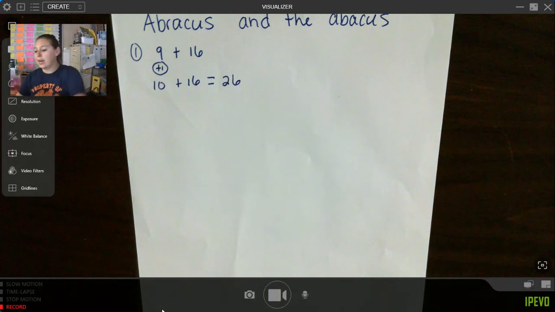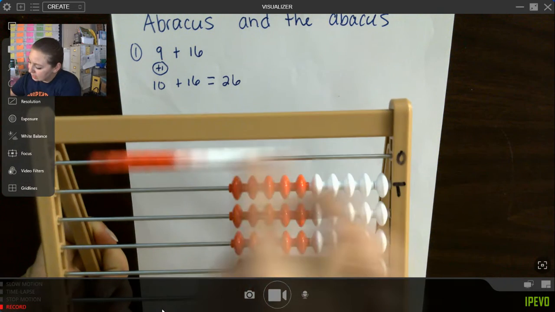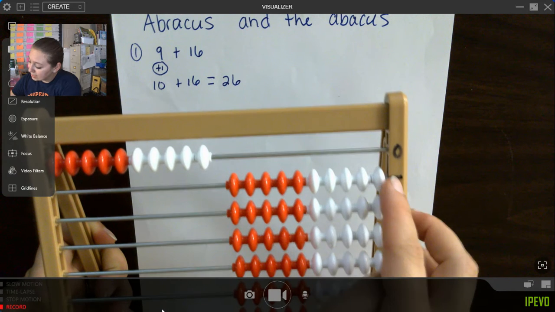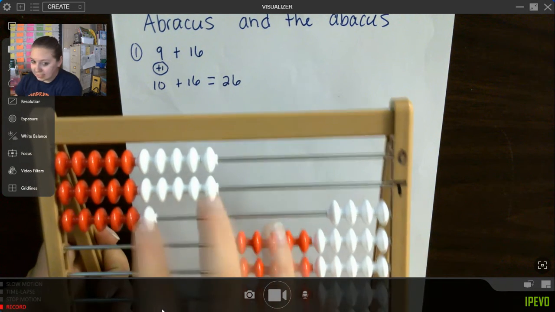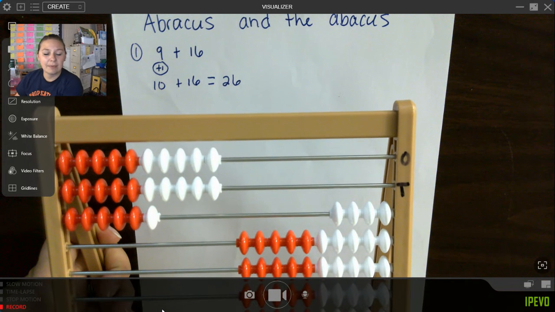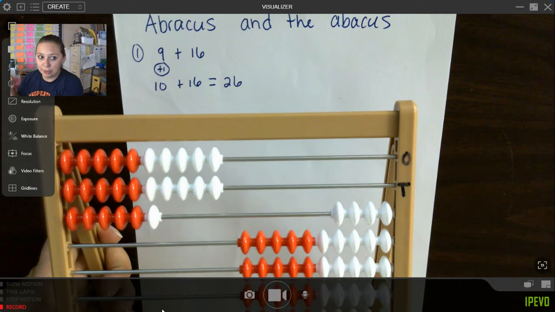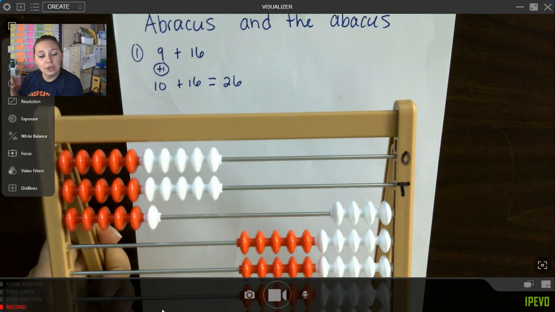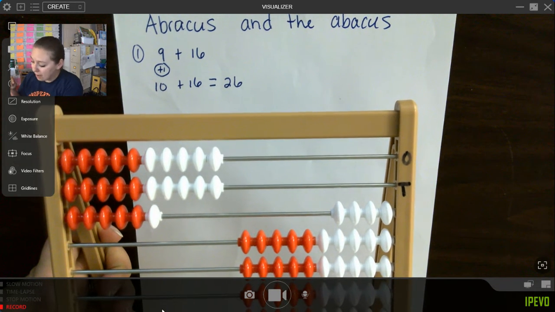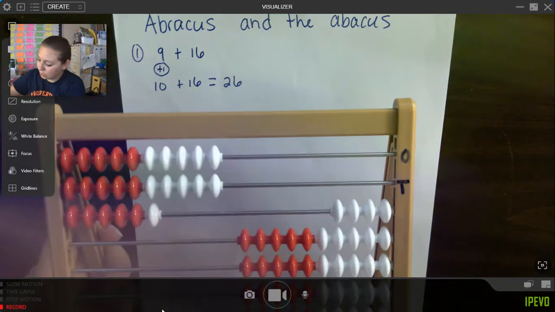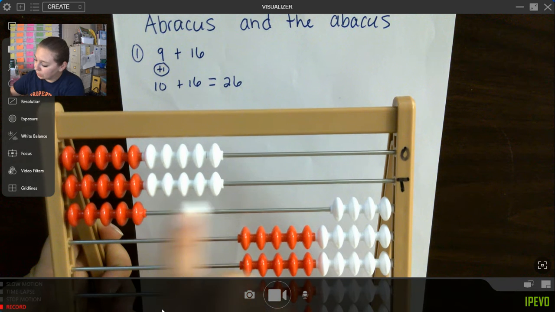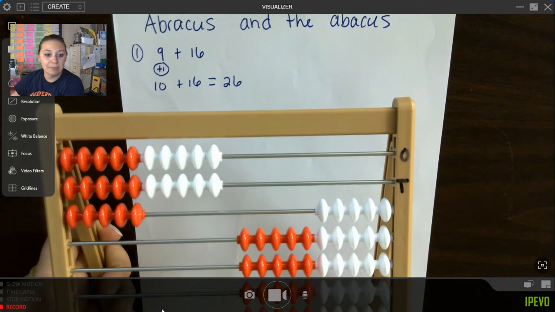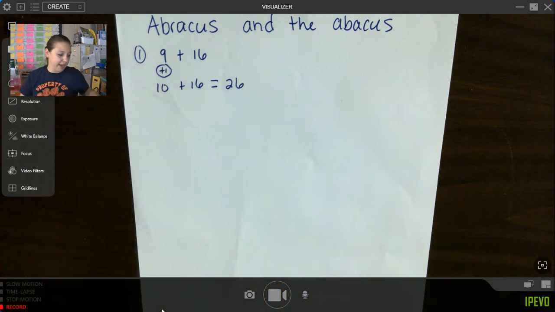26. I can do that on my abacus. 10 plus 16, which is made up of 10 and 6, equals 26. Now, because Abracus changed the number 9 into the number 10, we have to remember to change it back. So abracadabra, if we added 1 earlier, we need to take 1 away. Now my number is 25.